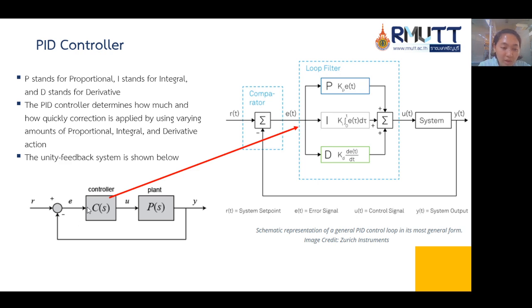Inside, the controller is shown like in this block diagram. This is the P controller, I controller, and D controller. And then we sum the outputs of each controller here to get the output of the controller.